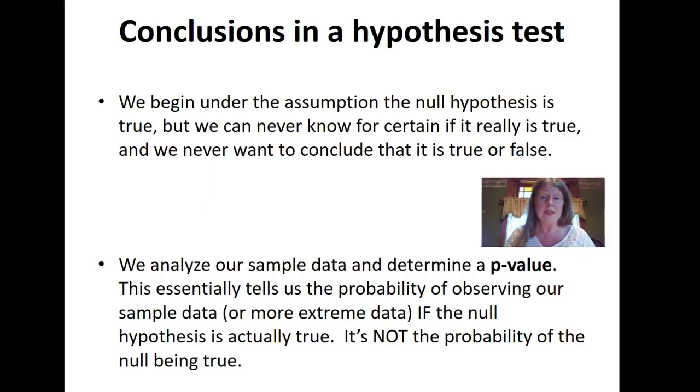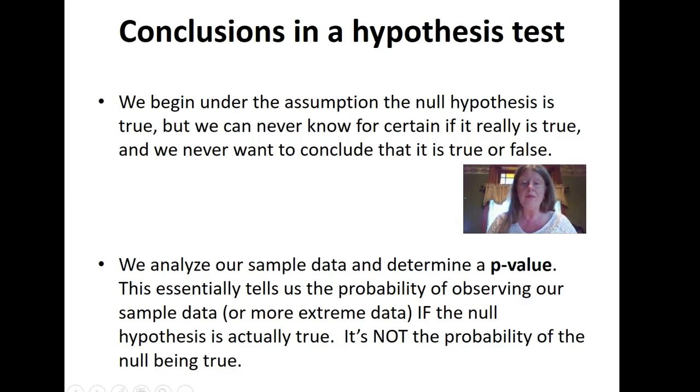So we analyze our sample data, we determine a p-value, and the p-value tells us the probability of observing our sample data or more extreme data if the null is true. So it's not the probability that the null is true, it's just the probability of observing our sample results if we assume the null is true.